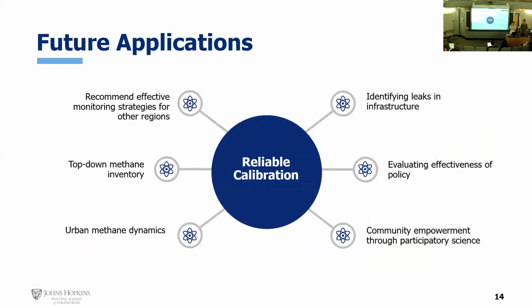With a reliable calibration model and the search network, we are able to recommend effective monitoring strategies for other regions and better understand urban methane dynamics. We are able to identify leaks in infrastructure and hotspots in areas of concern. We would like to make this technology work for the community. Imagine in Baltimore, every citizen can play a role in environmental monitoring. When a resident reports a suspected leak, it can be verified by our network of low-cost methane sensors, providing quick response and preventing potential hazards.